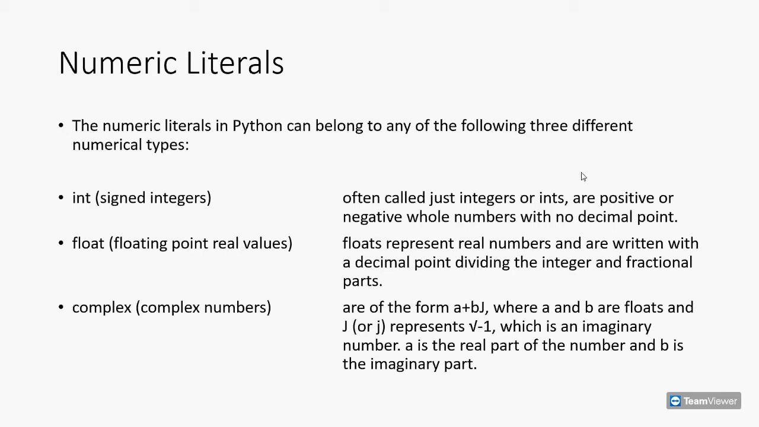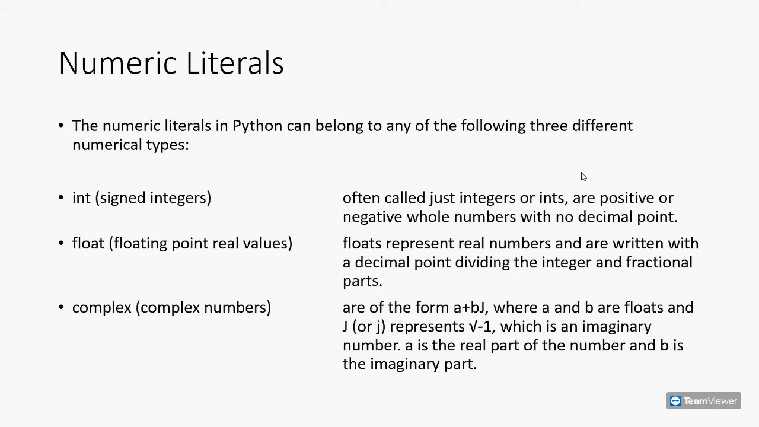The numeric literals in Python can belong to any of the following three different numerical types. The first one is the integer or signed integers. These are often called just integers or ints and are positive or negative whole numbers with no decimal point. The second one is the float or floating point real values. Floats represent real numbers and are written with a decimal point dividing the integer and fractional parts.